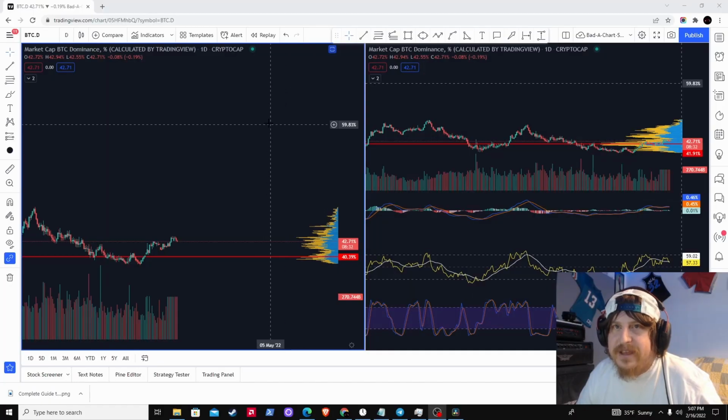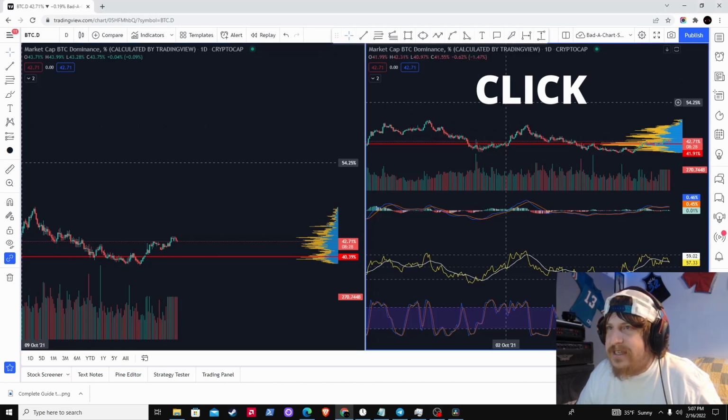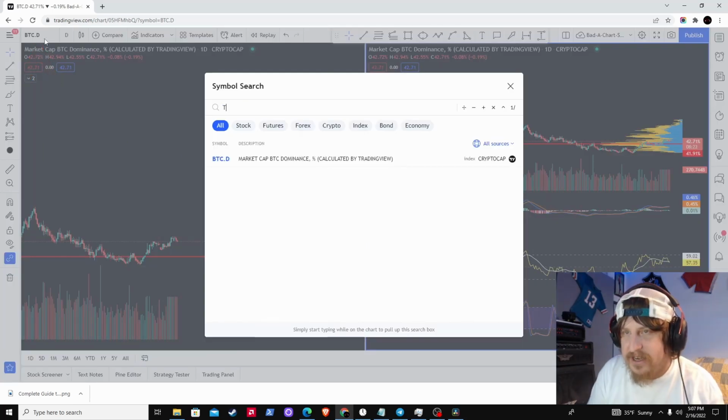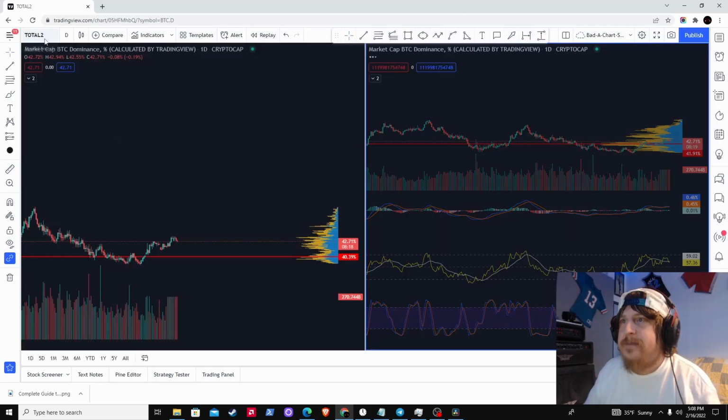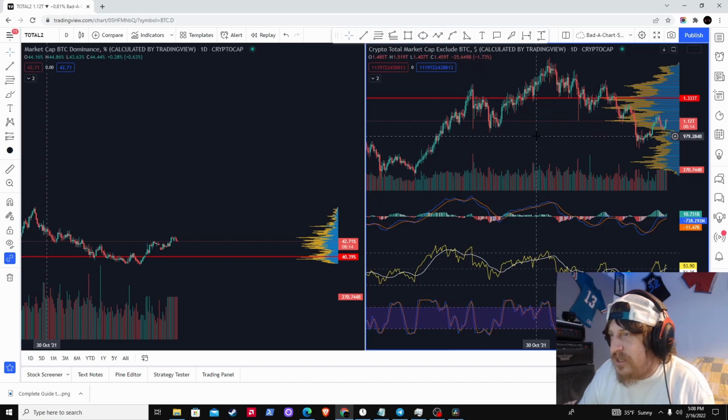And now I've got Bitcoin dominance over here on the left, and if I click over here on the right, anywhere in the open area, and then go up here on the left where it says btc.d, and now I'm going to type in total 2, T-O-T-A-L, and the number 2, and hit enter. Now it's going to change the chart on the right to the total 2 chart. Then I'm going to also double click out in the empty space so I can hide those indicators.